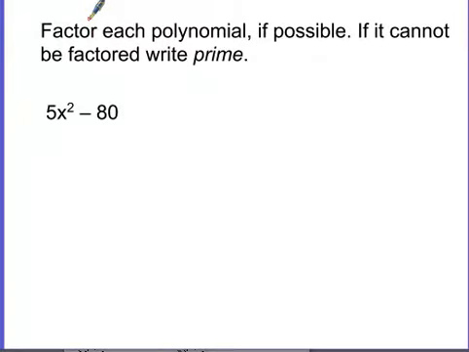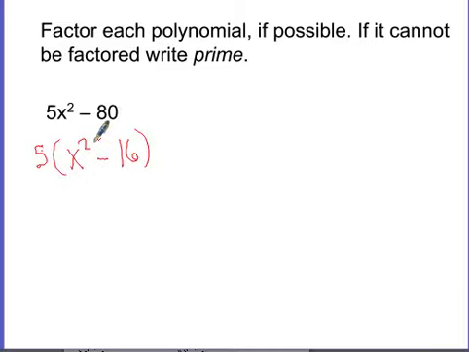So, factor each polynomial if possible. If it cannot be factored, write prime. So, that last slide was supposed to give us some steps. Step 1 is factor out any common factors. So do these two terms have any common factors? 5. Yes, 5 will go into both of these. So the first thing before we try factoring it is we have to factor out a 5. So this would be 5 times x squared minus 16.